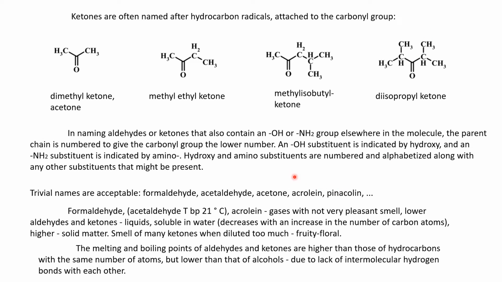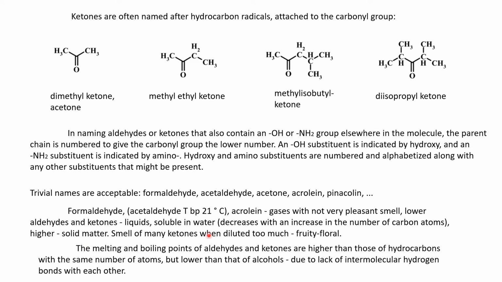In naming aldehydes or ketones that also contain an OH or NH2 group elsewhere in the molecule, the parent chain is numbered to give the carbonyl group the lower number. An OH substituent is indicated by hydroxy and an NH2 substituent is indicated by amino. Hydroxy and amino substituents are numbered and alphabetized along with any other substituents that may be present. Trivial names are acceptable: formaldehyde, acetaldehyde, acetone, acrolein.